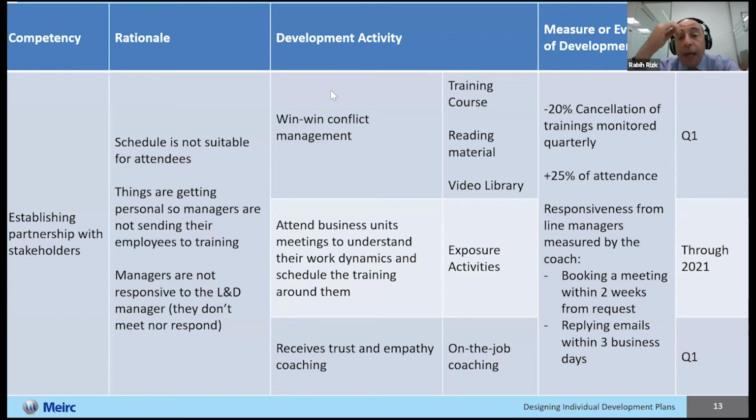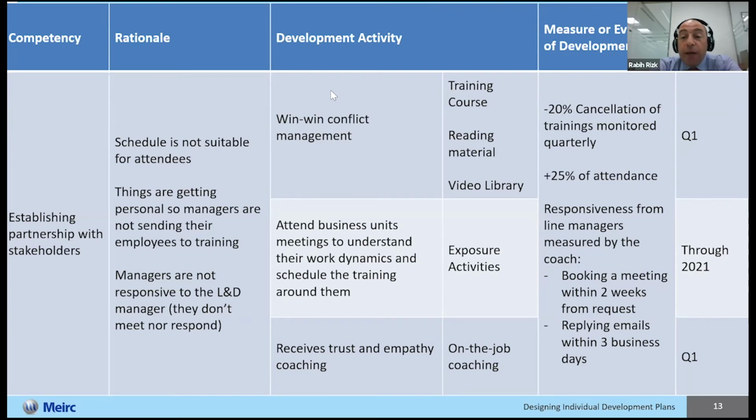We would also like to have an increase of 25% in attendance in the training programs. So I wouldn't like to have a training program as an in-house run only for 3 people because the other 10 couldn't come and canceled last minute.